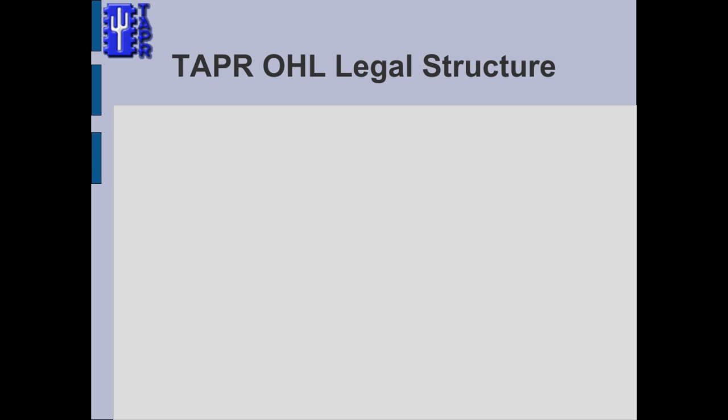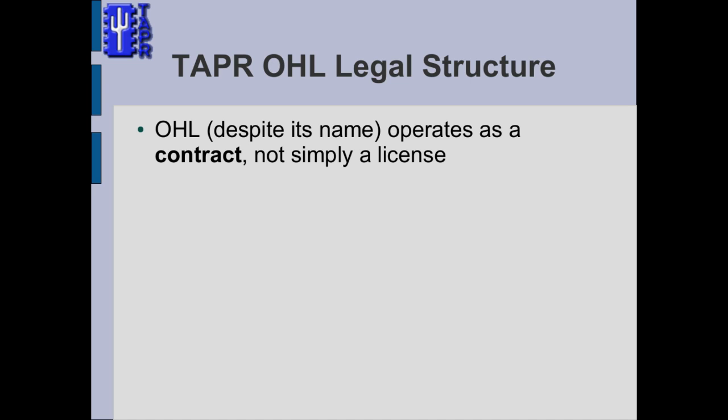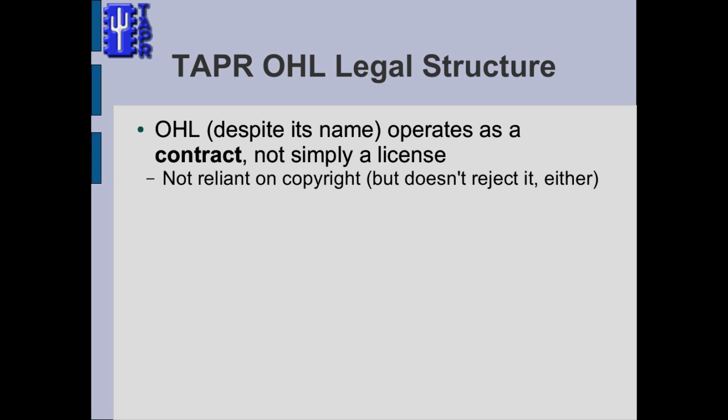I'm going to spend a moment talking about the legal structure of the OHL because, again, in my mind, that is the hardest thing to get right. We can't simply mirror a software license. Despite its name, the OHL actually operates as a contract, not simply a license, and there's a legal distinction between those two things. We don't rely on copyright. We don't reject copyright or any other IP right either, but the license is built on a different model, which is that of a binding contract rather than an IP license.